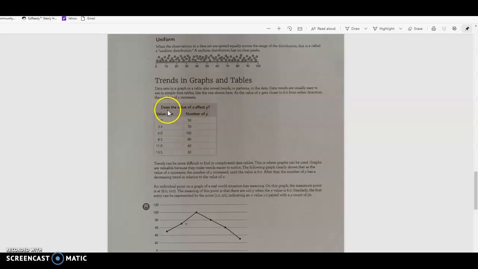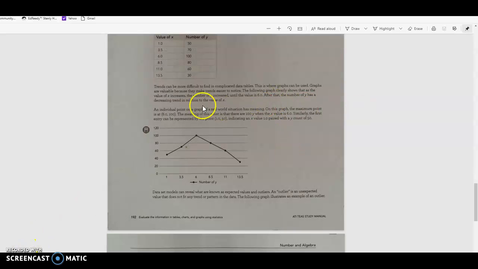You may also be able to tell from a table if you have a trend or not. Data sets in a graph or a table also reveal trends or patterns in the data. Data trends are usually easy to see in a simple data table. So we can see in this particular one, the value of X has this value, and then as you go higher on X, your Y value gets higher. Then when you get to 6, it gets to 100. But after 6, it starts going back down. So the higher the X value, the lower the Y value. This is one of those graphs that goes up and then comes down. This is what the trend would be. Now what you should understand is that trends can be more difficult to find in complicated data tables.